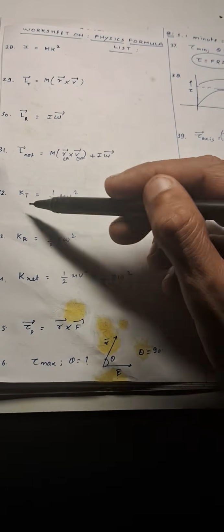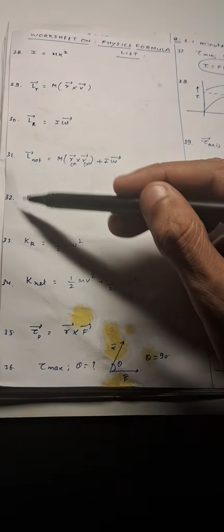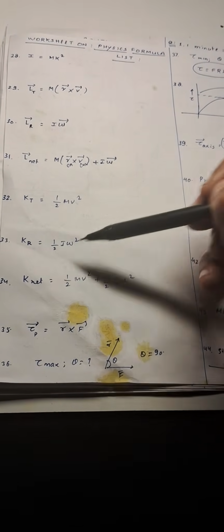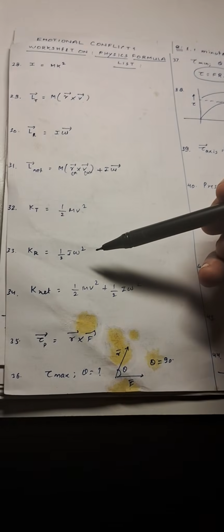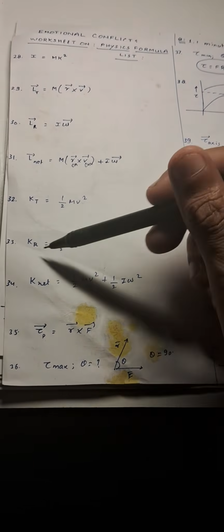So this is how you can find the angular momentum of a system of particles. Next is kinetic energy in translation motion. If a point mass is in pure translation motion, its kinetic energy is half m v square. Whereas if it is in pure rotation, the kinetic energy is half I omega square. I is the moment of inertia of the body and omega is its angular speed. So the net kinetic energy is the sum of the kinetic energy of center of mass plus rotational kinetic energy, which is half m v square plus half I omega square.